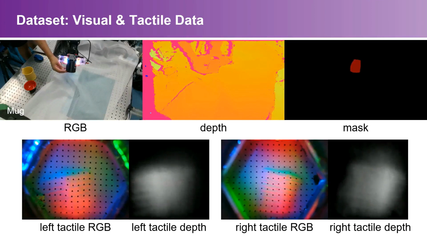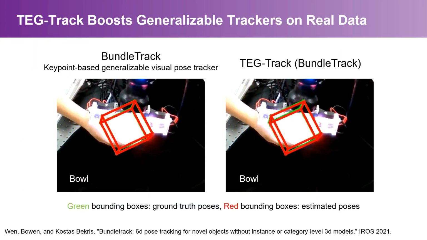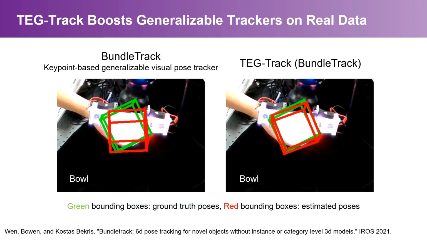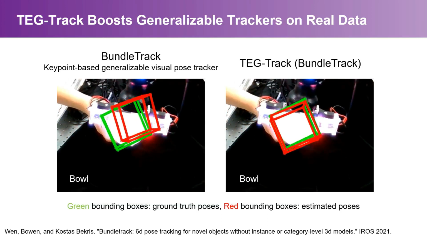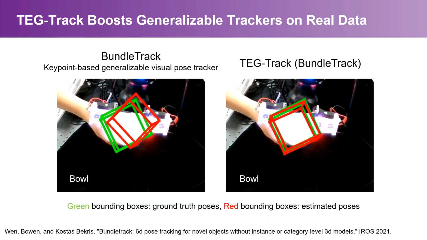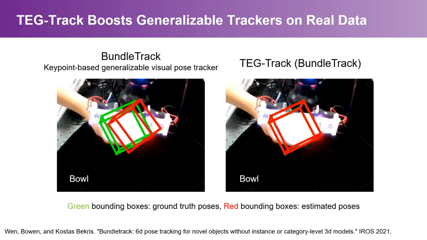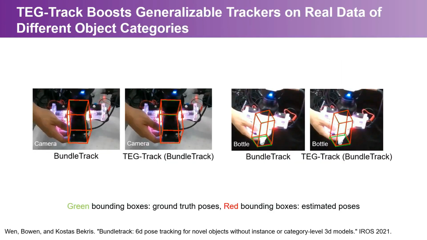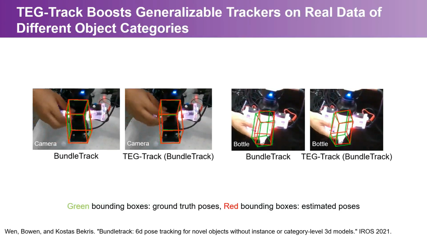We show the comparison between our method and the corresponding generalizable visual tracker. Green bounding boxes indicate ground truth poses, while red ones indicate estimated poses. Results show that Tactile boosts generalizable trackers on real data. We test on several object categories, with Tactile demonstrating significant improvements. Tactile produces more stable tracking results while the baseline methods lose track.